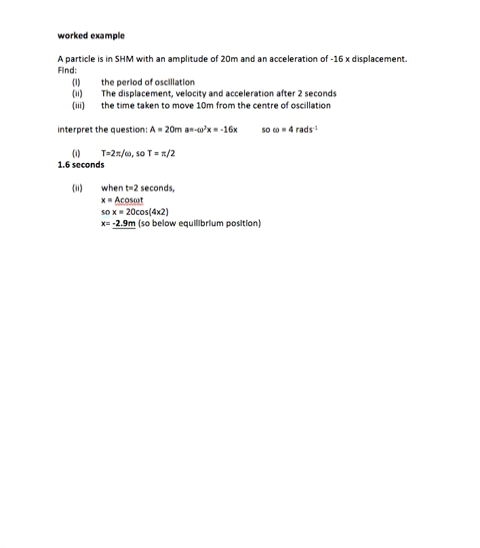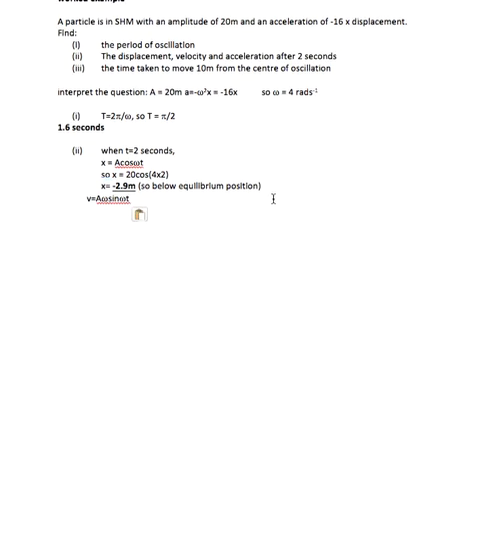And the minus tells us that it is below the equilibrium position. Then we have our velocity. And we know that our velocity is A omega sine omega t. And so if we stick in our numbers to that, we get 20 by 4, which is A omega, sine 4 by 2, which gives us 79 meters per second.